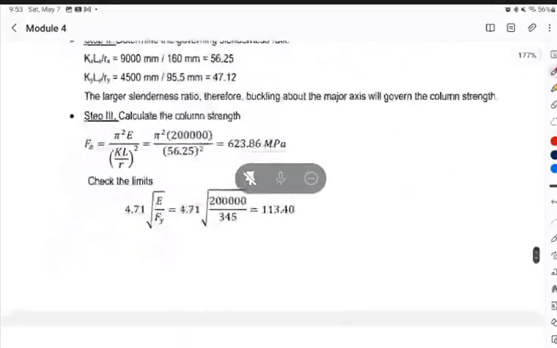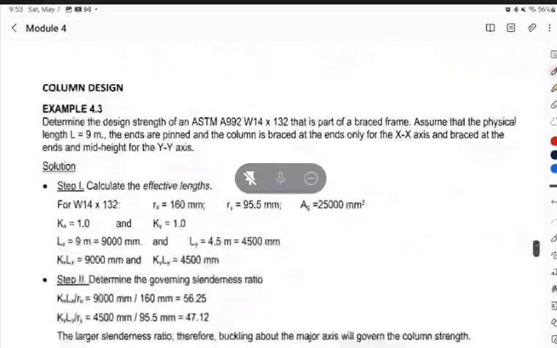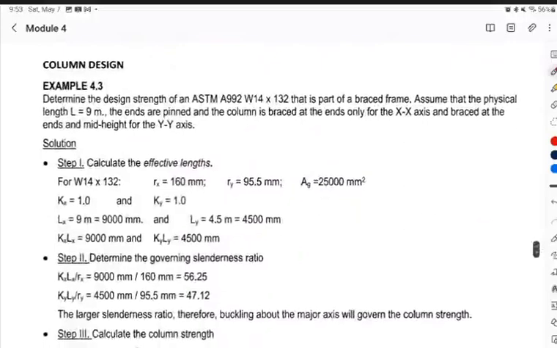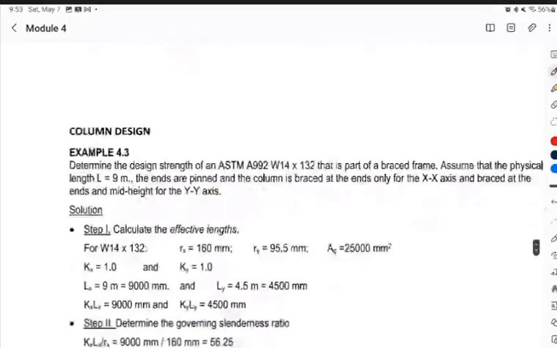So we have here another example for column design. Parang kulang itong i-check ko to. Parang kulang ito.